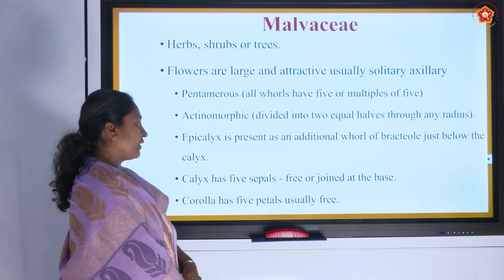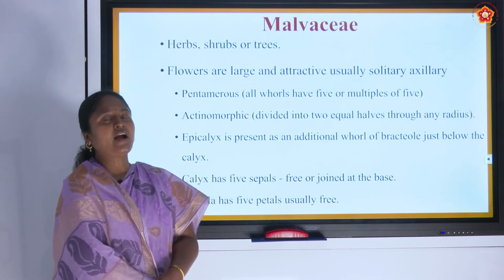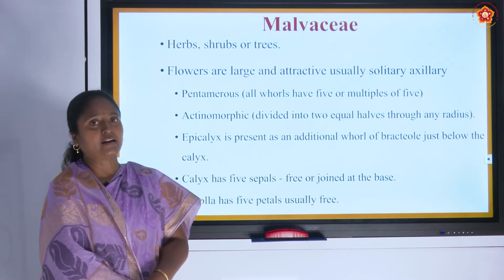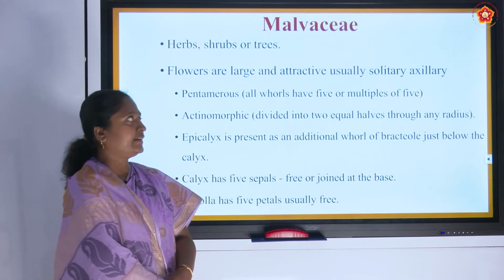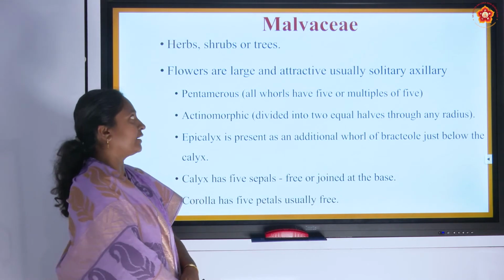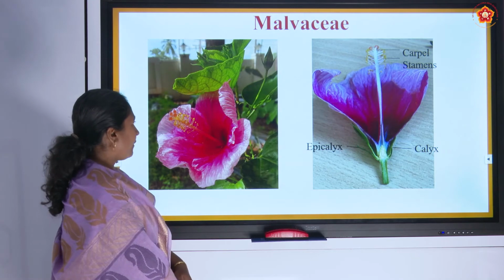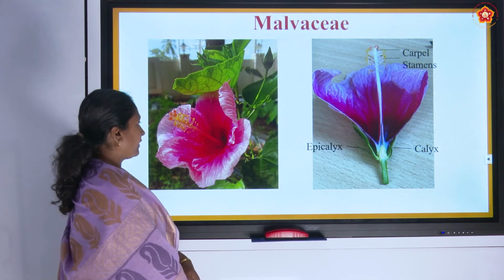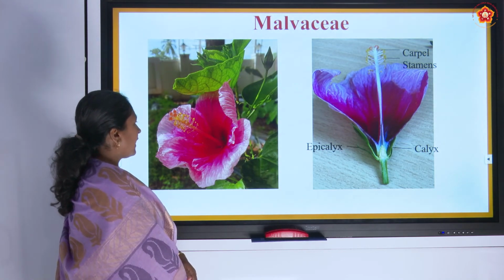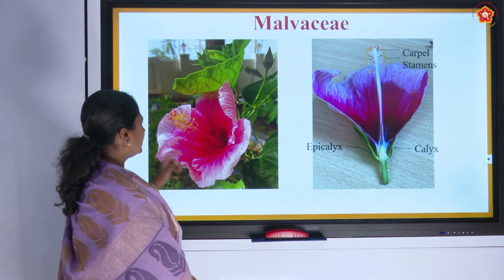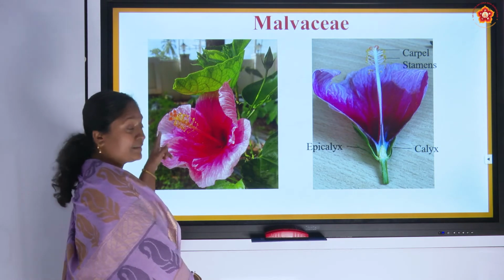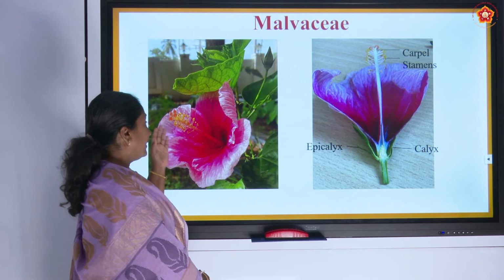These are usually joined, or sometimes we can see free calyx also. The corolla is 5 in number, usually all 5 petals are very colorful and they are free in nature, not attached to one another. This is a common example. Here a shoe flower is present. You can see the colorful flower where we can see the stamens arranged. They are multiple in number.